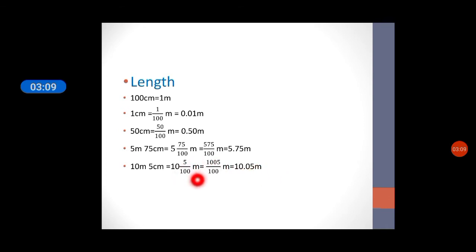Similarly, in this case also the same thing is going on. 10 and 5 by 100: 10 is the whole number part, and the 5 centimeter, when you convert it to meter, will be the fraction 5 by 100, and this is the decimal part. When you convert it to an improper fraction, it will be 10 into 100 is 1000, 1000 plus 5 is 1005 by 100 meter. So when you convert it to decimal, what will it be?